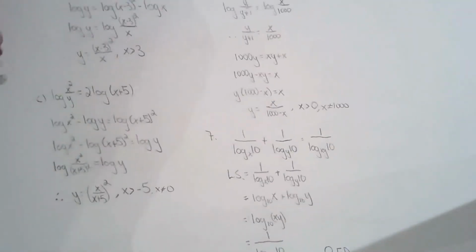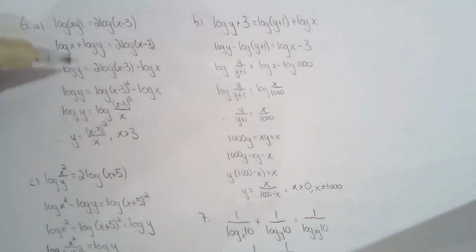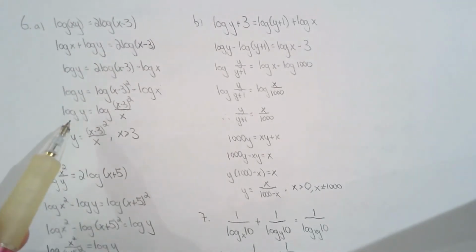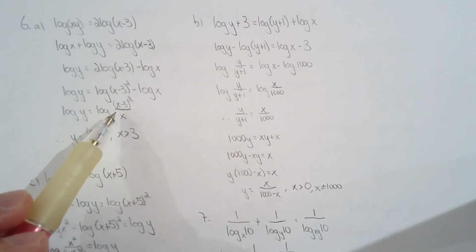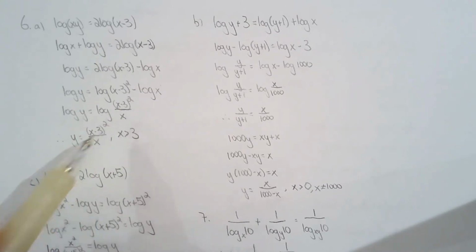Alright, number 6, they want me to write y as a function of x. Basically, I'm just using the logarithm laws and rearranging it, eventually solving for x. Now there is one thing I have here that I will prove to you later. If I have log y is equal to the logarithm of (x minus 3) all squared over x, then I can conclude that y is equal to (x minus 3) all squared over x.